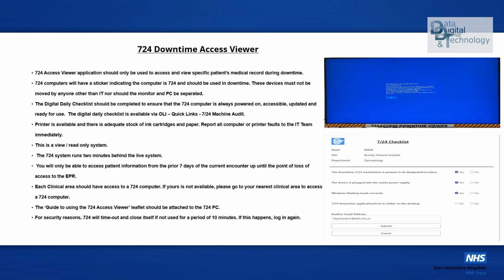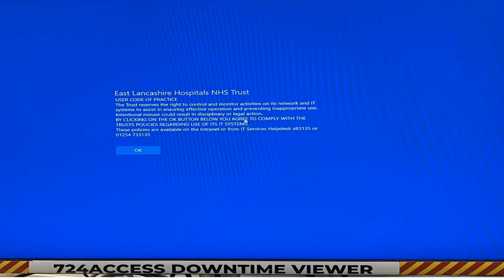The 724 Access Viewer application must only be used during system downtime to view specific patients' medical records. Computers designated for 724 use will display a sticker identifying them as downtime devices. These computers must not be moved by anyone other than the IT team.